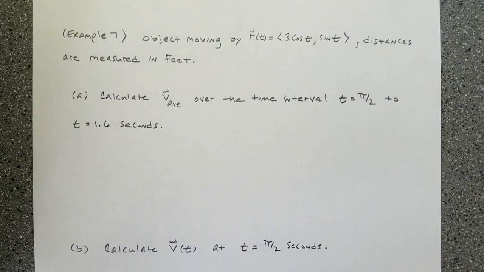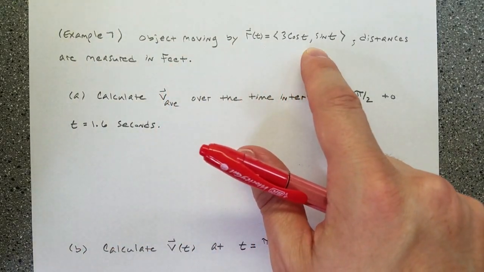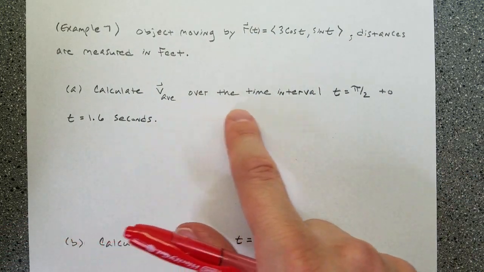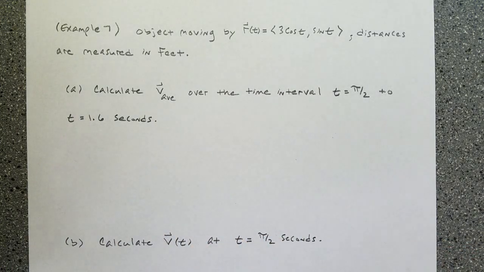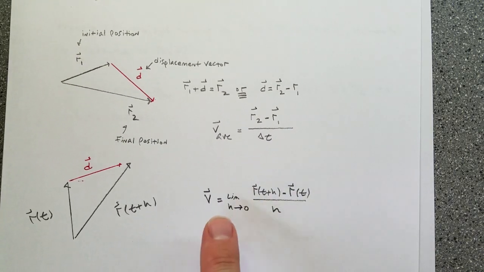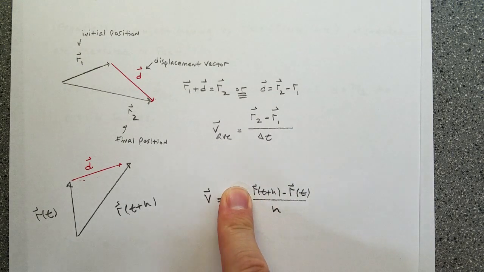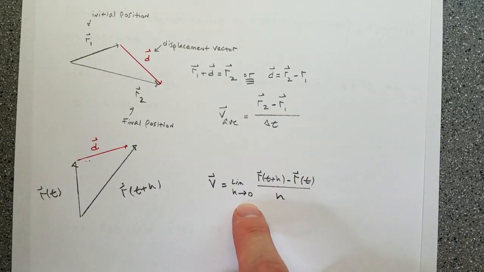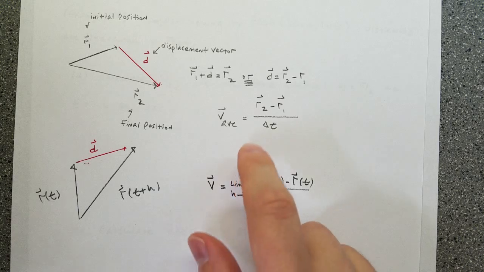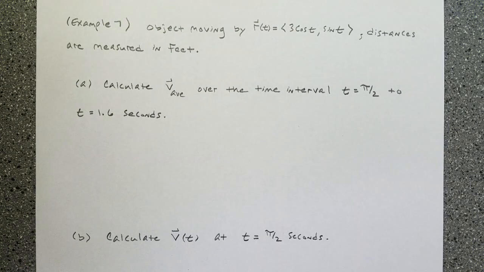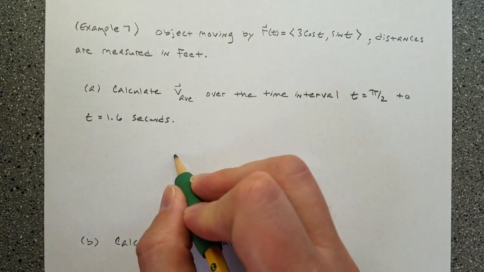All right, so suppose we have an object that moves according to this. There's our position vector. Distances are measured in feet. Can you calculate the average velocity over this time interval? All right, now I could just refer you back to my equations. If I took this limit as h goes to 0 out of it, that would be the average. If I have the limit as h goes to 0, that's the instantaneous. Okay, instantaneous, the velocity at any instant. All right, not over an interval of time, but at an instant of time. Okay. Anyway, all right. So sure, here's what it would be.